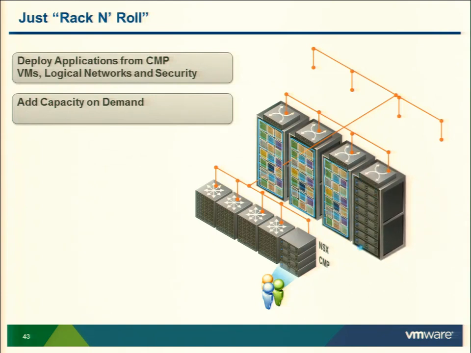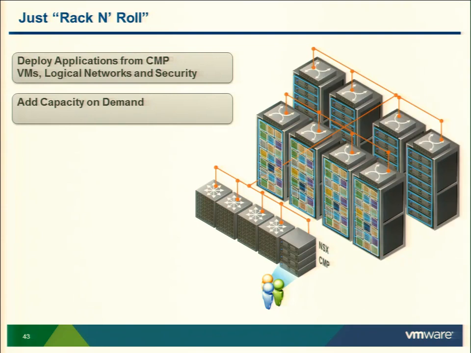And as you want to add capacity, you simply roll in the next rack. Right? It's a L3 design, leaf spine that can scale, and it's fully automated. You can just rack and roll. That is what NSX can do as you think about your data center moving forward.